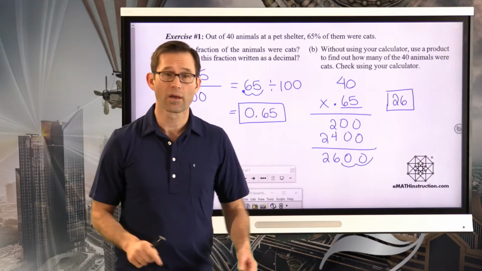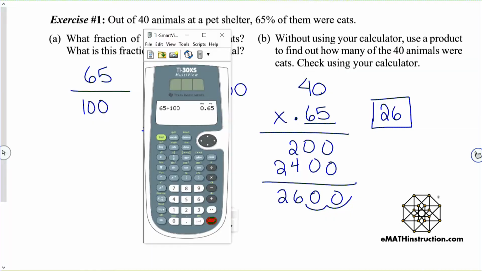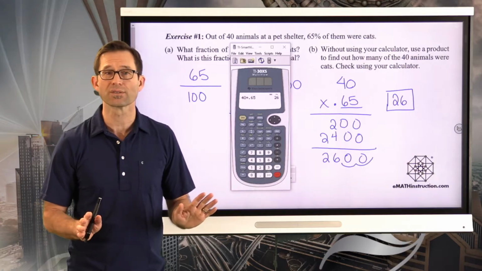Now, in terms of checking on our calculator, that's simple enough, right? We're just going to bring our calculator up. I just want to make sure that if I do 40 times 0.65, I'm going to get that 26. And in fact, that is exactly what we get, 26.